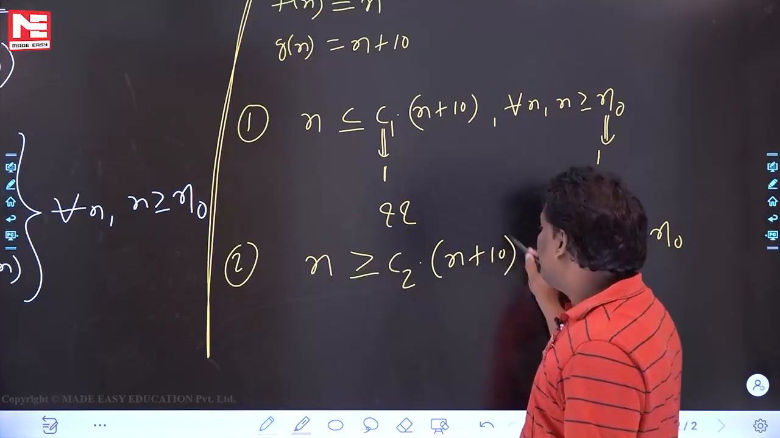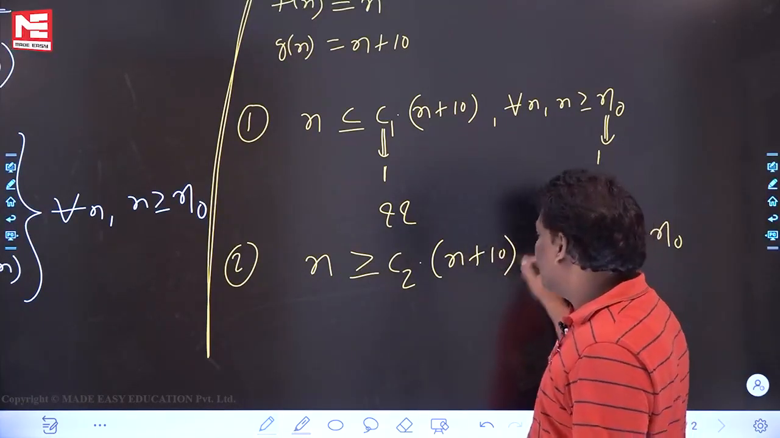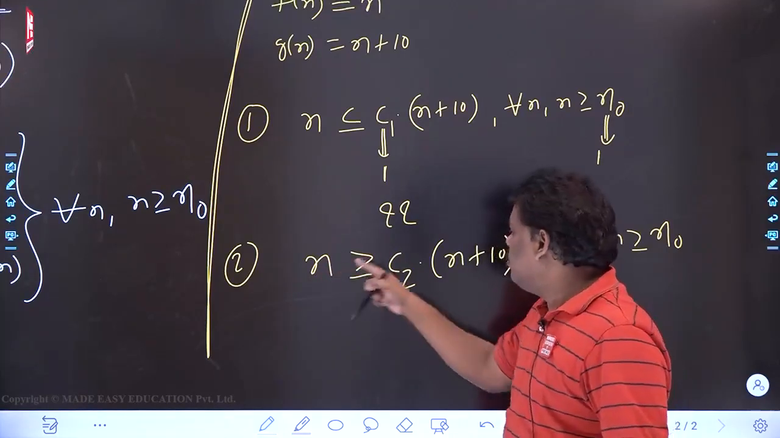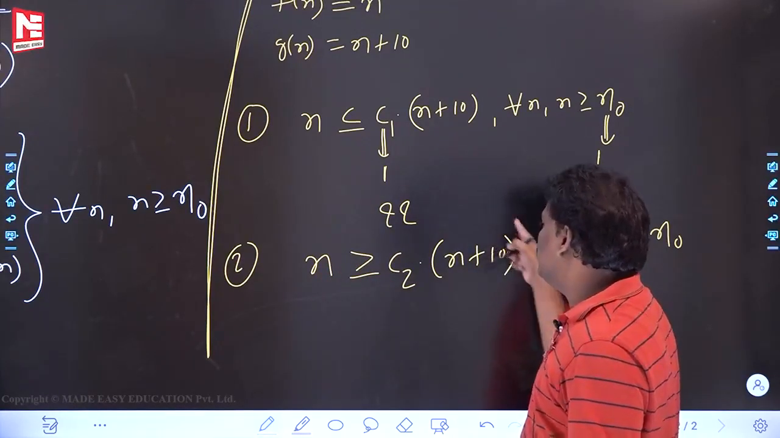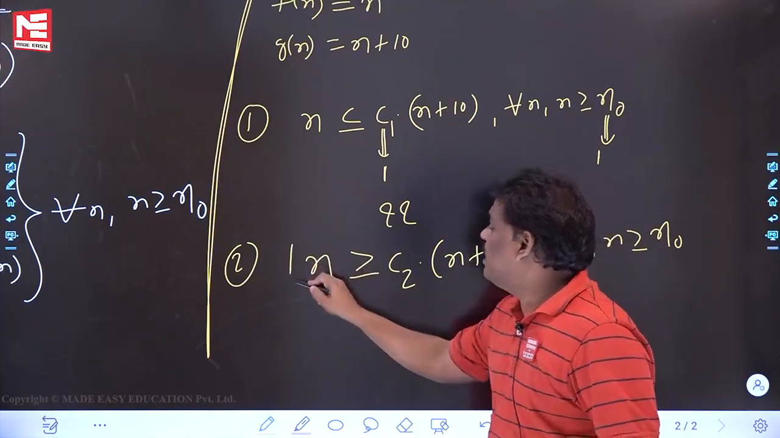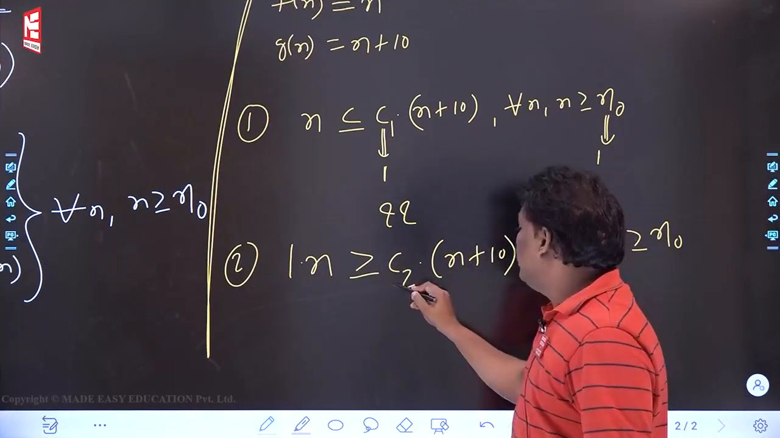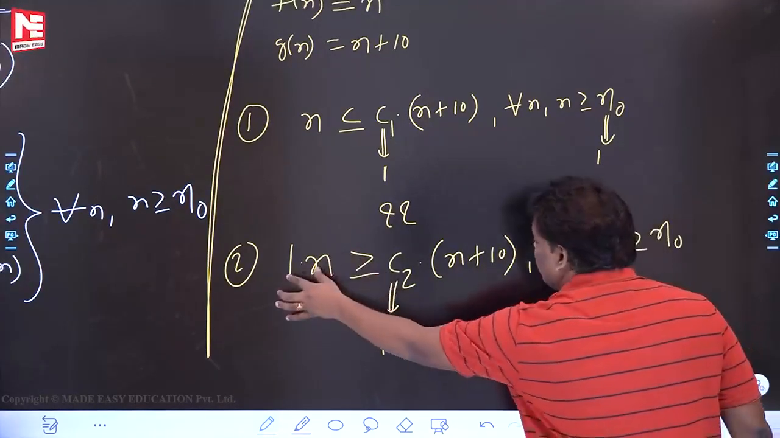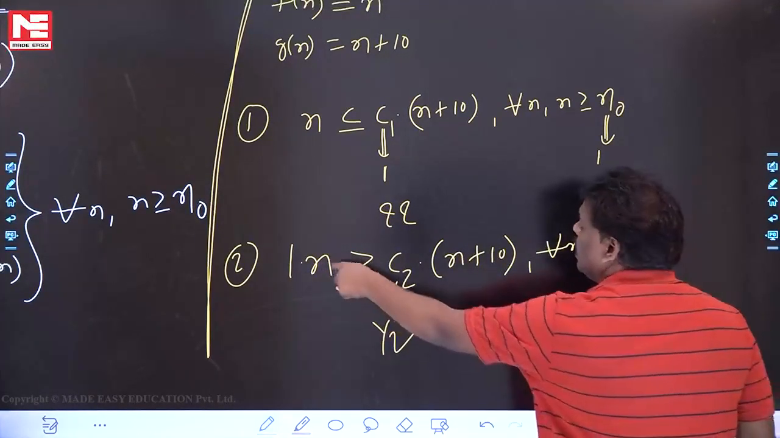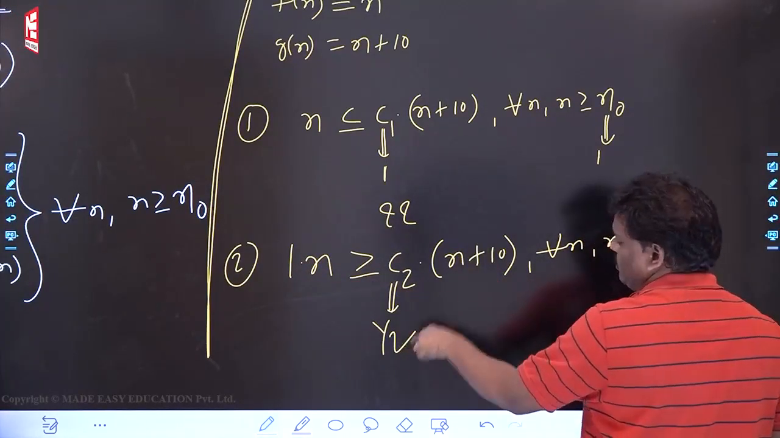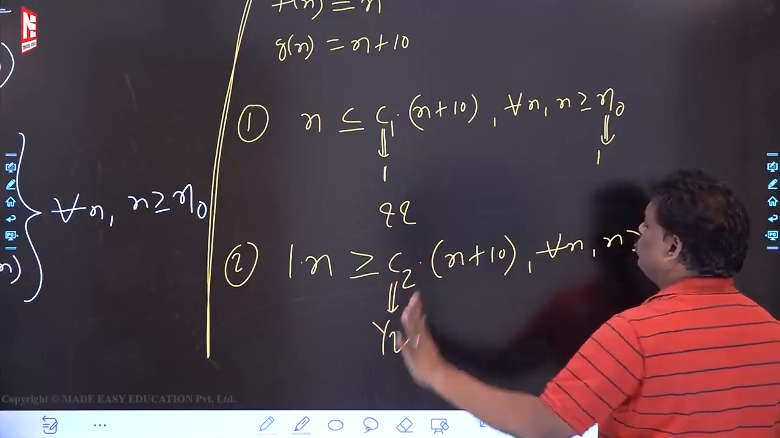Left is n, but right is n plus 10. Actually, right is bigger. I want to prove left is bigger. Left is n, but right is n plus 10, which is already bigger, but I want to make left bigger. What is the answer? It is going to be c2 into n, with c2 replaced by 1 by 2. It is going to be half n. If n value is 1 lakh, this side is 1 lakh, but here 1 lakh by 2 is 50,000. So c2 value 1 by 2 you can take.